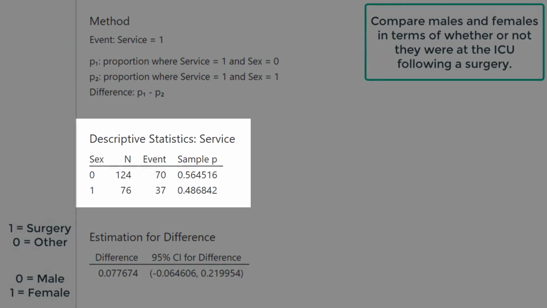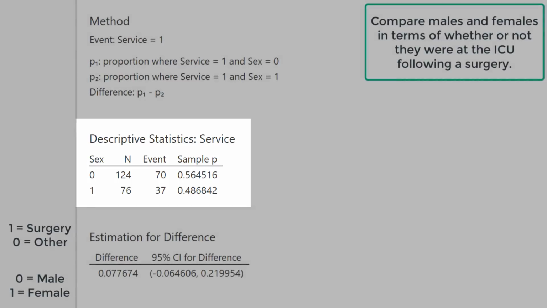In the descriptive statistics, males were coded as 0. There were 124 males in our sample. 70 were there following surgery. This means that 124 minus 70 did not have surgery. That is 54. Females were coded as 1. There were 76 females. 37 were there following surgery. That means that 76 minus 37 did not have surgery. That equals 39. These values are all at least 10, so we can use the normal approximation method.